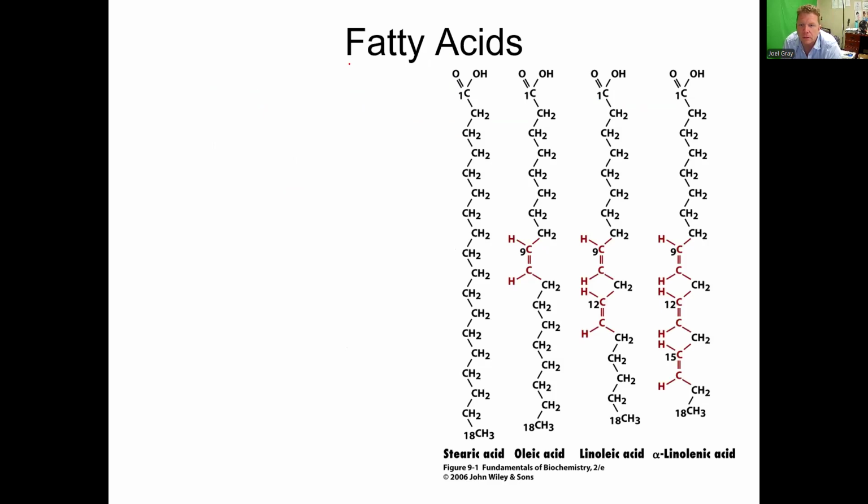So fatty acids. Here are a total of 4 different fatty acids. One of the things that I want you to recognize about them is the groups that I'm circling here.